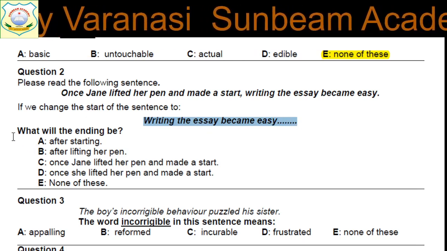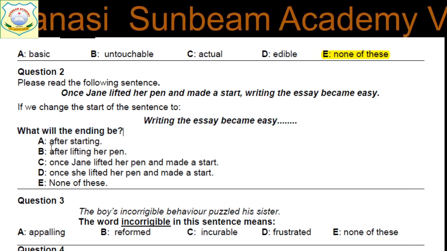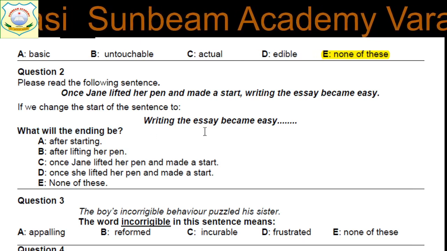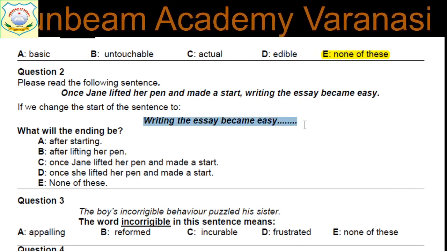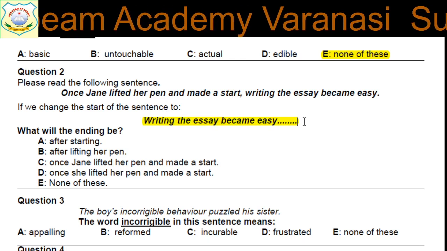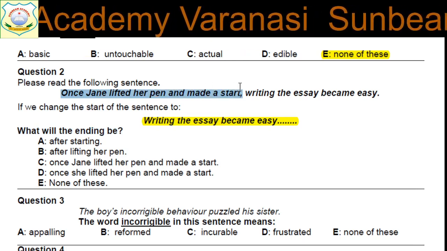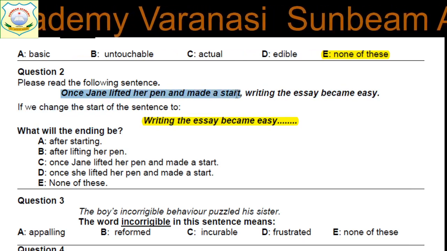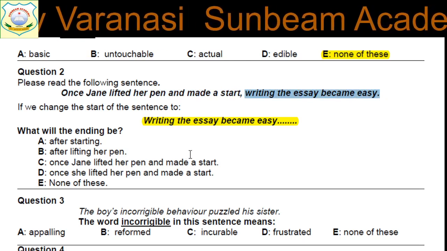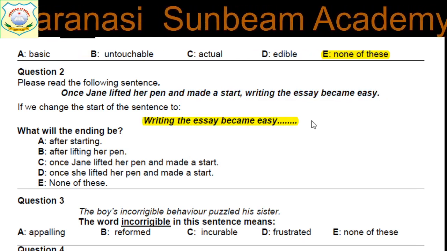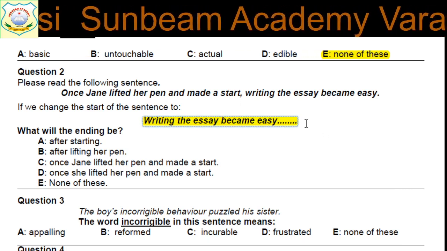Let us see the question. Question is, what will the ending be? So here means what will be the ending? Ending will be after starting, means here in these two sentences they are asking in the second sentence here what will be the ending in the second sentence, because the second sentence is not complete. As you can see here, there are two sentences. In the first one, once Jane lifted her pen and made start, number one. Number two is, writing the essay became easy. There are two sentences, clauses. So here in second one there is only one, and they are asking for what will be the next. So writing the essay became easy.